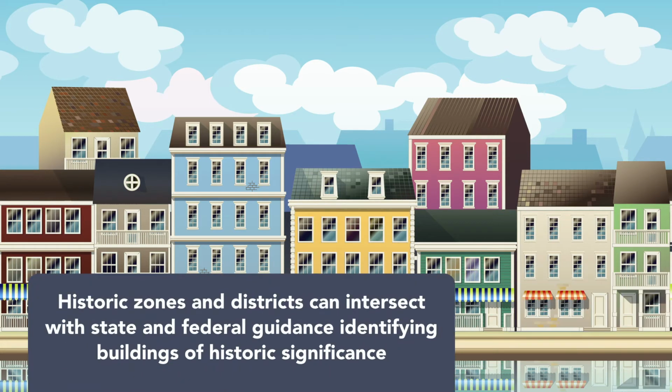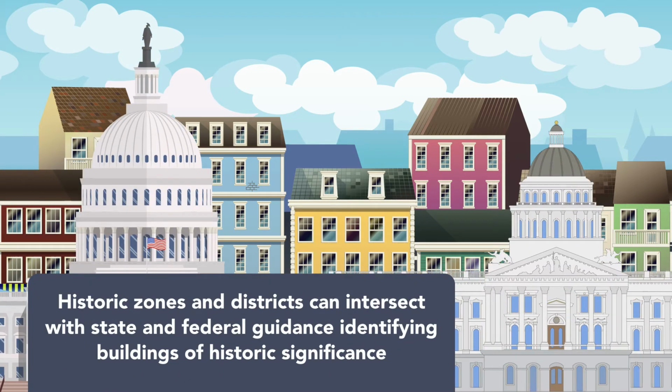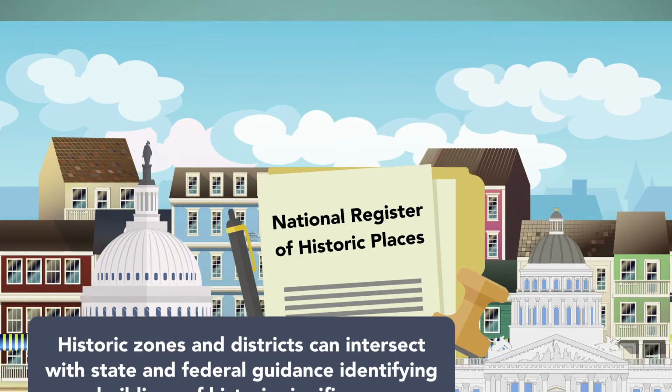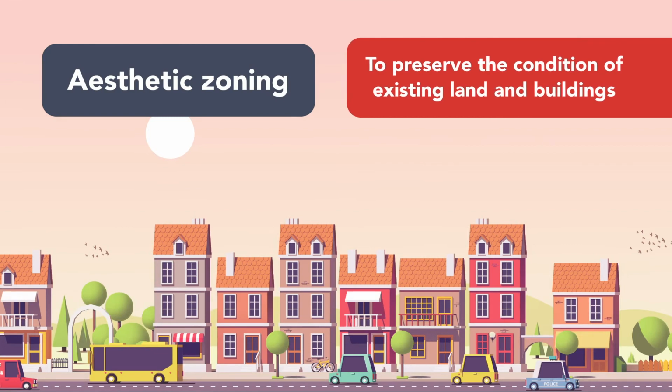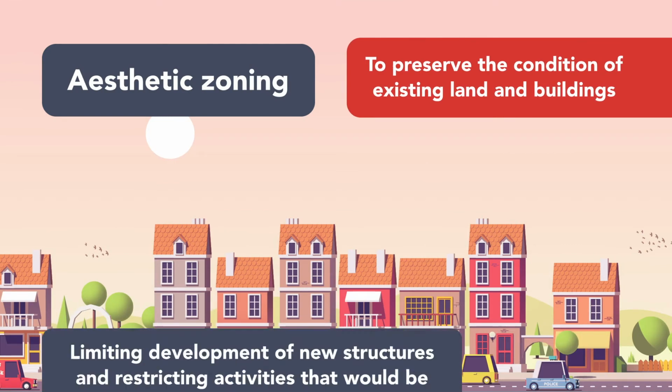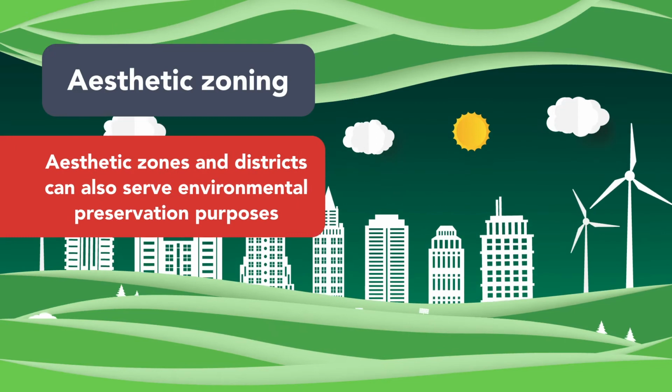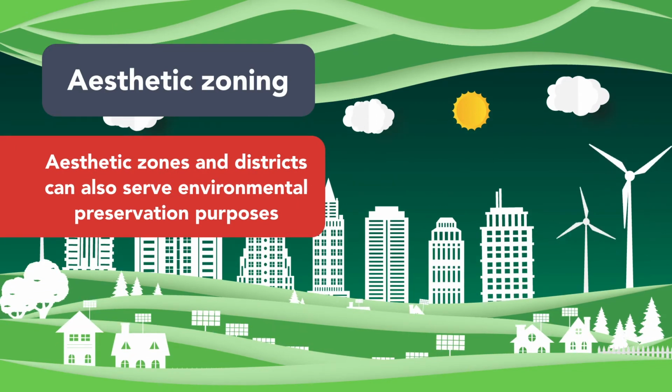Historic zones and districts can intersect with state and federal guidance identifying buildings of historic significance, such as the National Register of Historic Places. Aesthetic zoning serves to preserve the condition of existing land and buildings by limiting development of new structures and restricting activities that would be inconsistent with those existing buildings. Aesthetic zones and districts can also serve environmental preservation purposes by restricting development in areas like floodplains and shorelines.